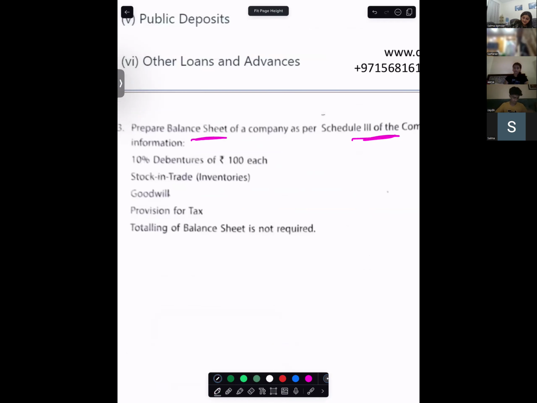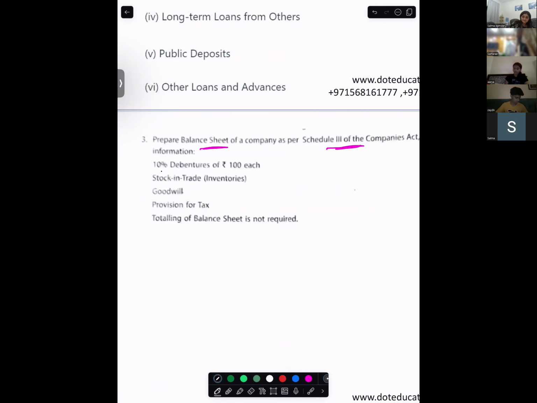They want to know what comes in the balance sheet. Tell me, 10% debentures, where will this come? Can you tell me under which head the 10% debentures will come?